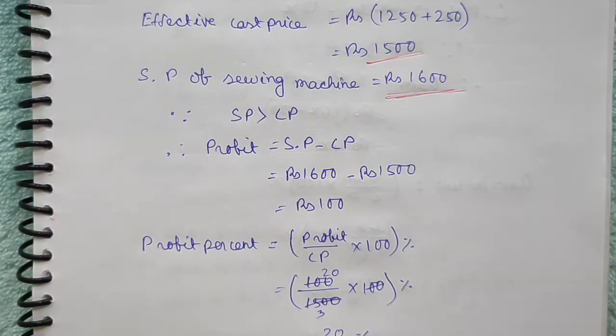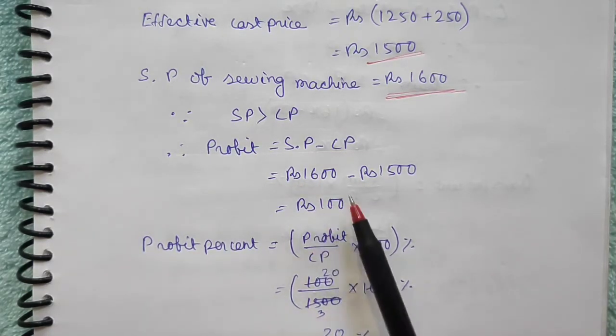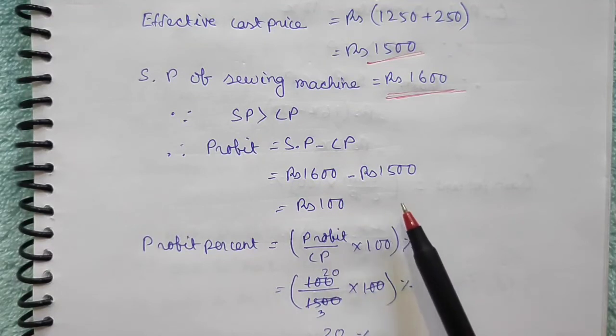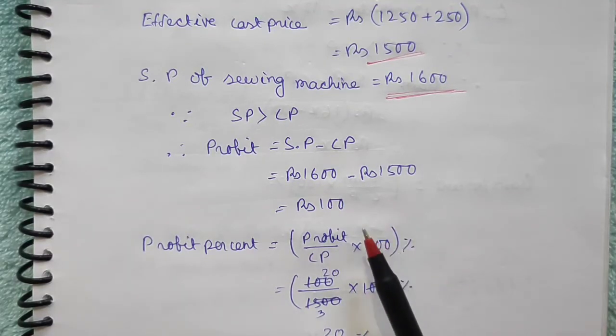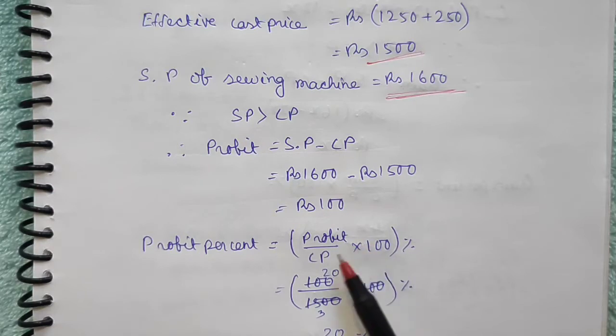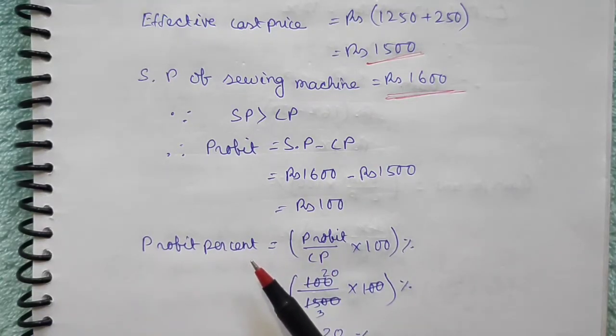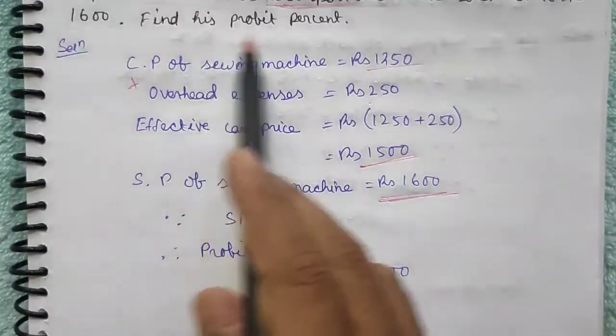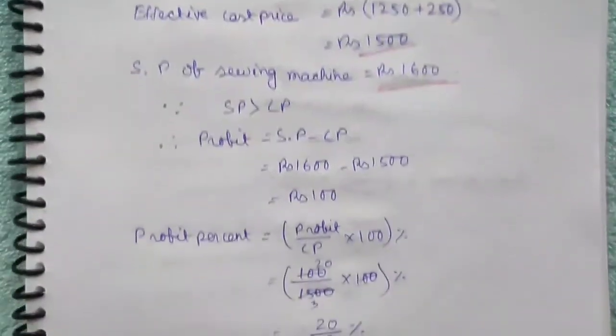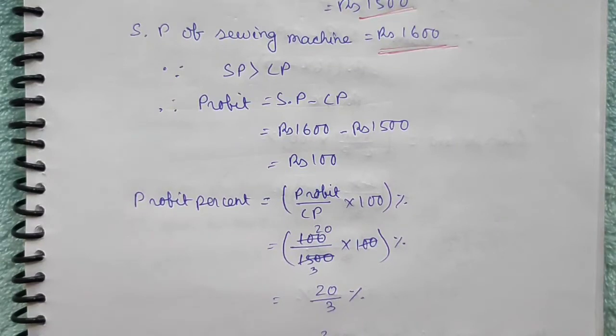So now profit will be what? SP minus CP. Okay. So SP is 1600 minus CP, which is 1,500. So 1600 minus 1500 is how much? Rupees 100. Okay. Now we have to convert this into a percentage. As per our question, it was to find the profit percent, isn't it? So we have to convert it into profit percent. So profit percent is profit divided by CP into 100.